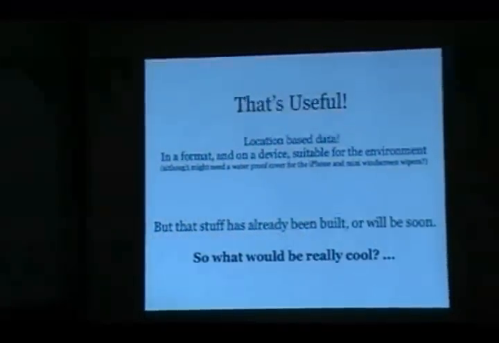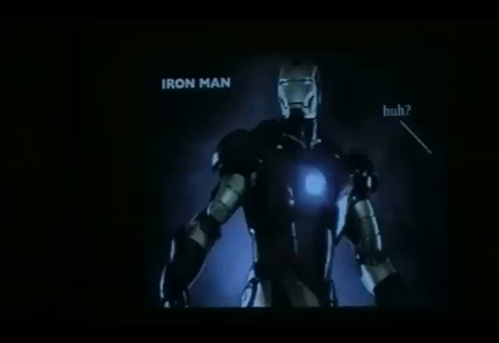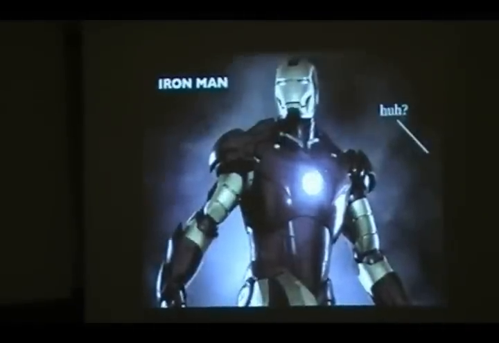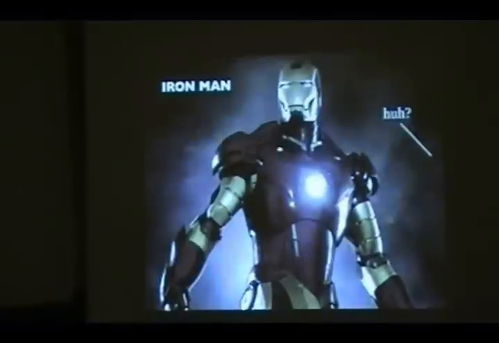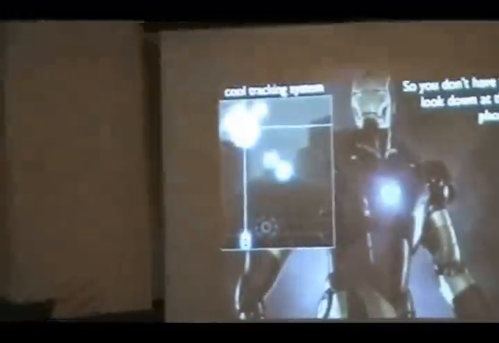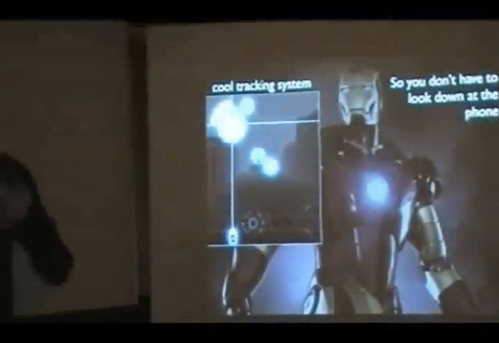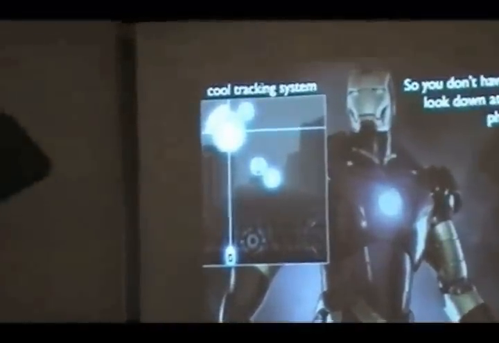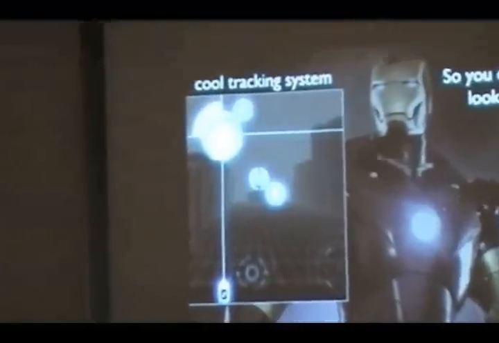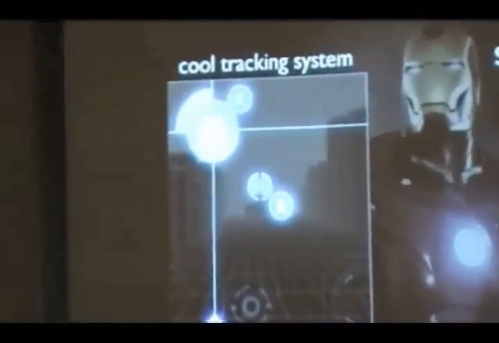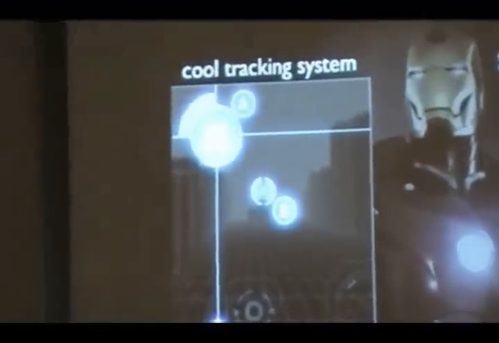But then I thought, what would be really cool, because this stuff is kind of already being built? Iron Man, of course. You're thinking, what's Iron Man got to do with maps? Well, okay, this is how my brain works. I was watching Iron Man, and he was flying around, blowing things up, and he's got this cool tracking system, and I thought, wouldn't it be really cool if someone could build an Iron Man style bike helmet that pointed out locations and you could talk to, so it would give you useful information? I mean, that's the future. And then of course she wouldn't have to look down at the phone.